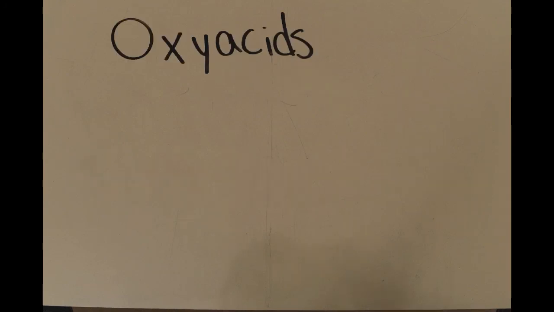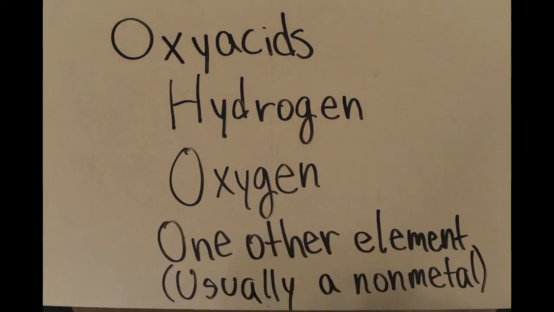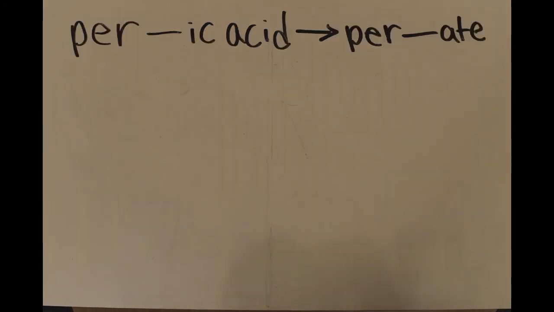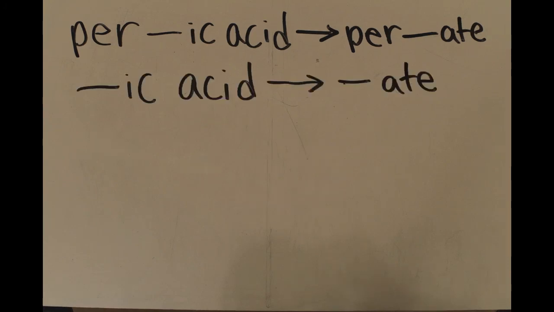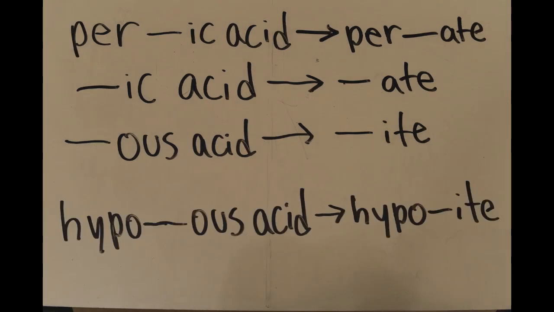The other type of acids are oxyacids, which are made up of hydrogen, oxygen, and one other element, usually a nonmetal. The oxygen and other element are effectively a polyatomic ion. If the polyatomic ion has the per-ate formula, then you name it per-blank-ic acid. If the polyatomic ion ended in ate, then you would have blank-ic acid. If the polyatomic ion ended in ite, then you would have blank-ous acid. And if the polyatomic ion has the hypo-ite formula, then you would have hypo-blank-ous acid.